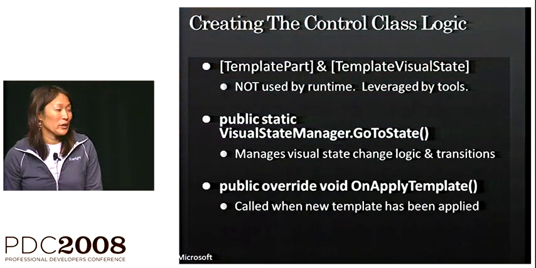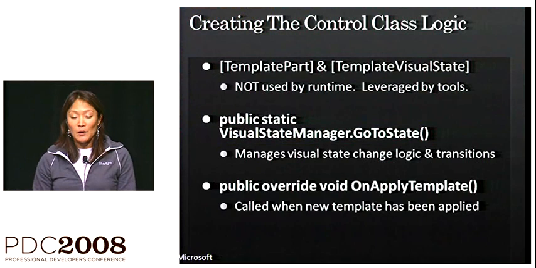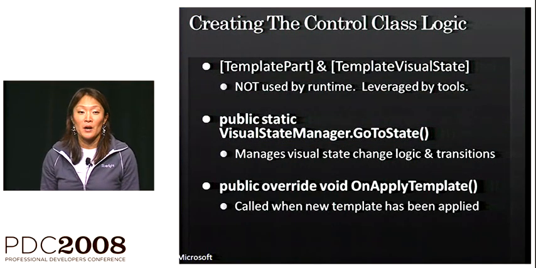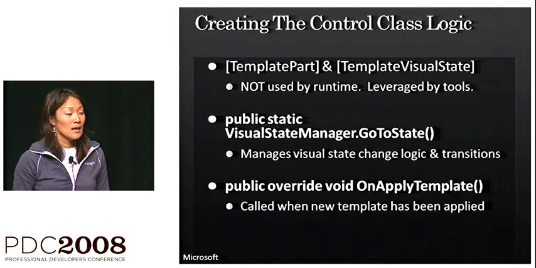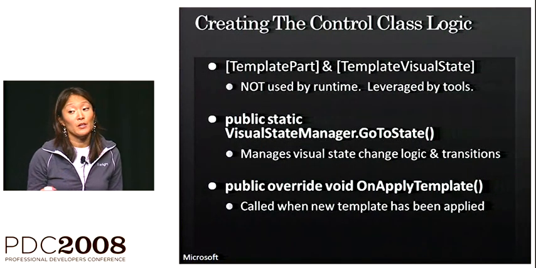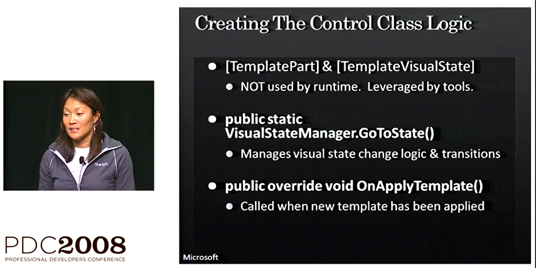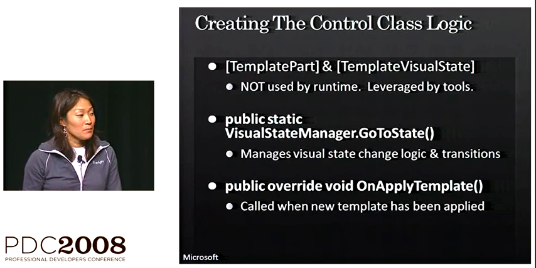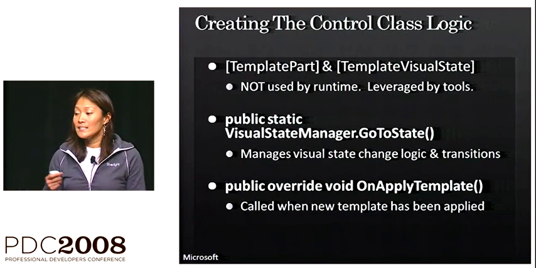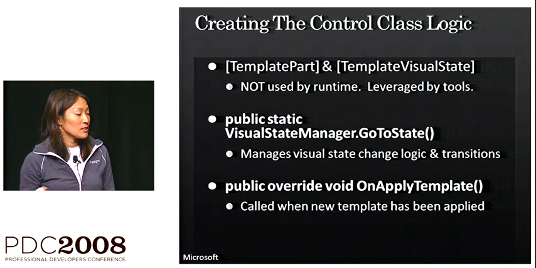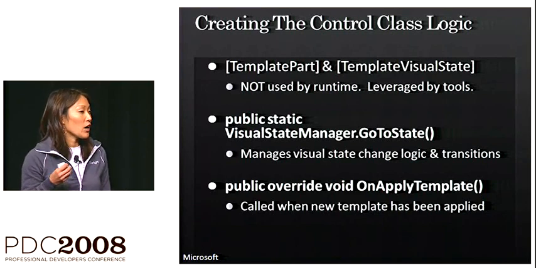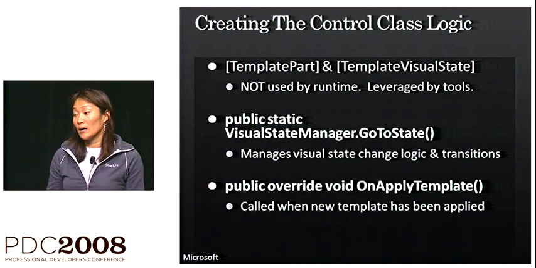So again, just a quick recap. On top of my control class, I can add the control contract using the template part and template visual state attributes. And again, a call out that those are not used by the runtime, but they are leveraged by Blend. So please remember to add them. Next, Visual State Manager does have a static public method on it called GoToState. And this is the method that manages all the visual state changes within the control, and also does all the automatic transition generation and lookup.